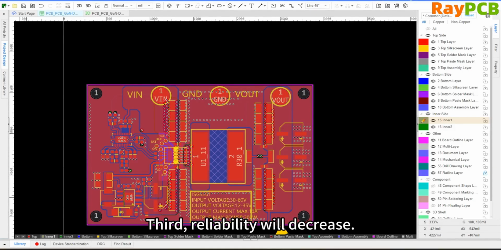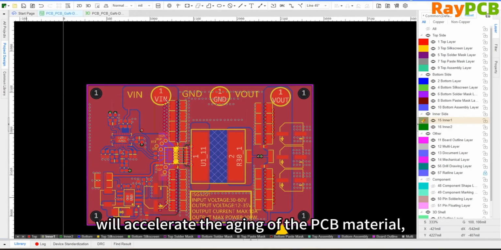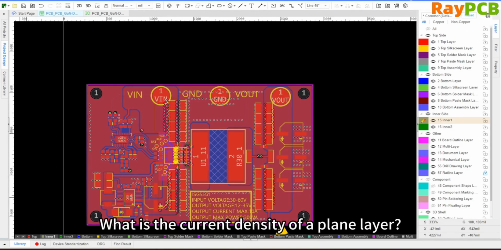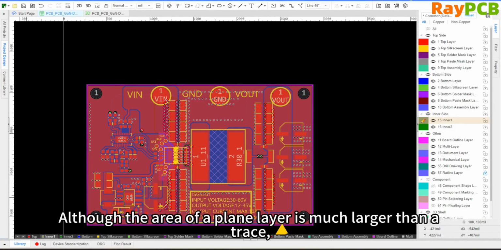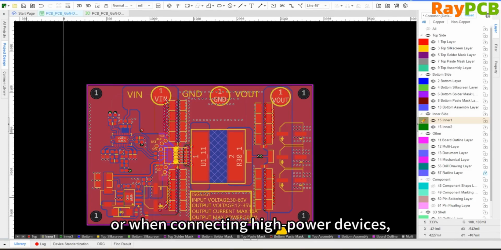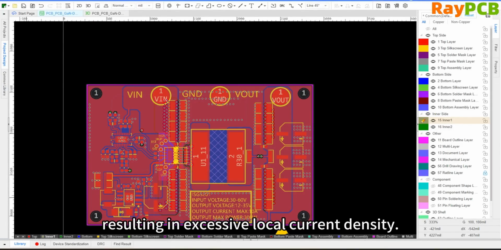Thirdly, reliability will decrease. Long-term operation at high temperatures will accelerate the aging of the PCB material and reduce the product's lifespan. So what is the current density of a plane layer? Although the area of the plane layer is much larger than that of traces, when the power or ground plane is split or when connecting high power devices, the current may be forced to concentrate in a narrow designated area, resulting in excessively high local current density.